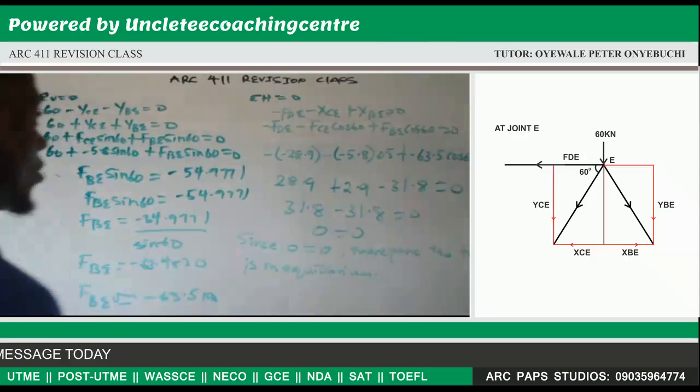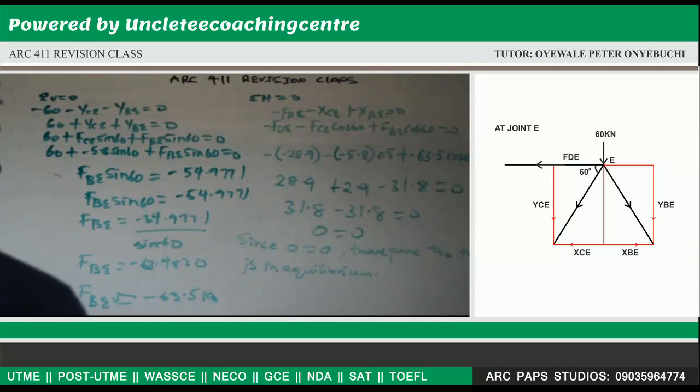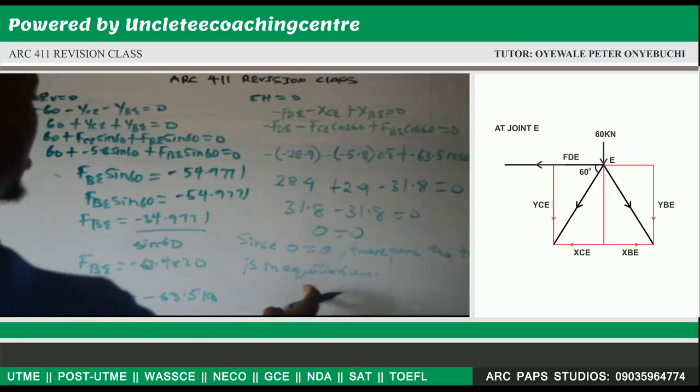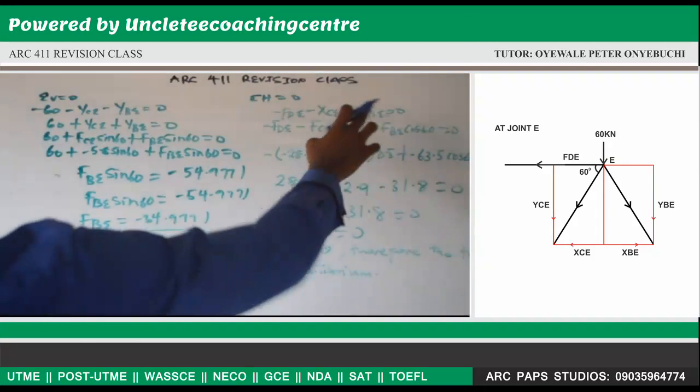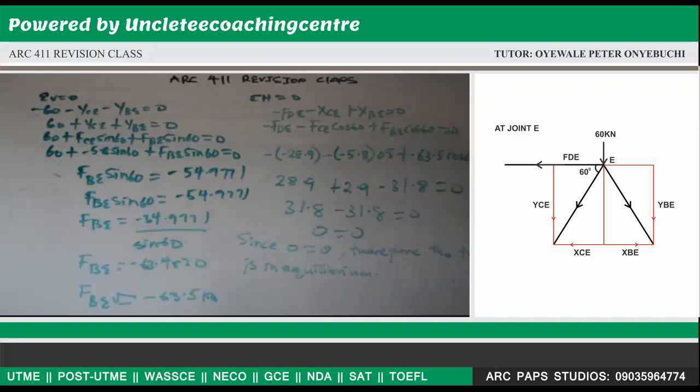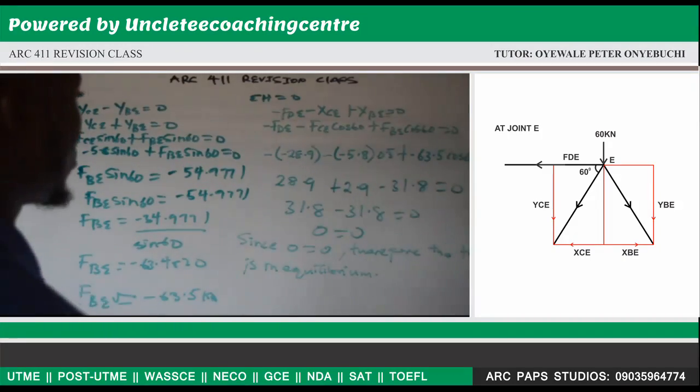So this is how you find the members of a roof truss. Once you can get 0 is equal to 0, it means that the truss is in equilibrium. If you don't get 0 is equal to 0 and the question is correct, you have to go over your workings. You have to be conscious of your arrows, your sign, because that's what will define your sign. You can see all those negative, positive. Once you interchange them, you are liable to make mistakes.